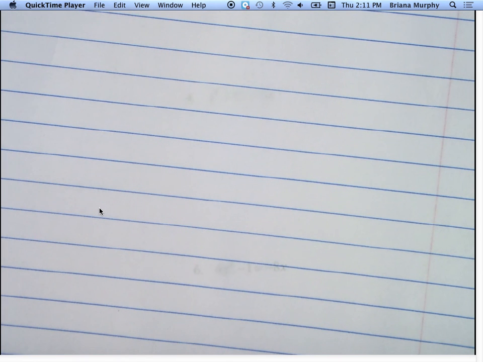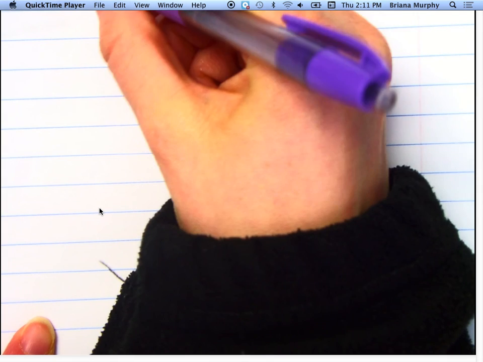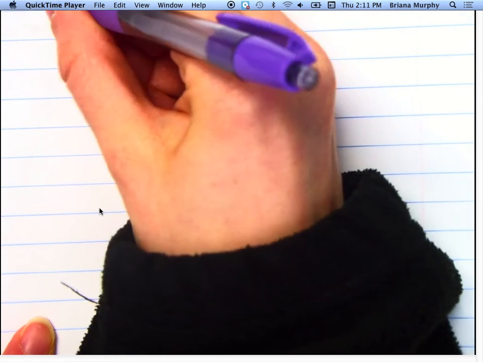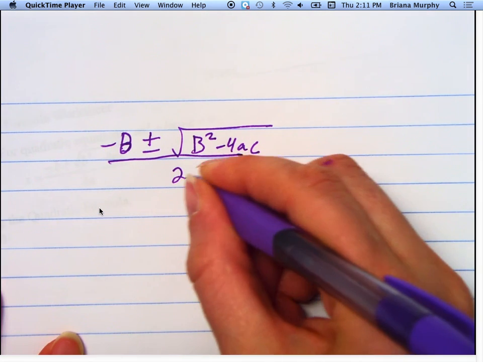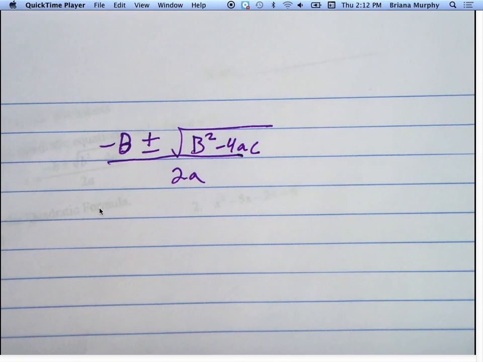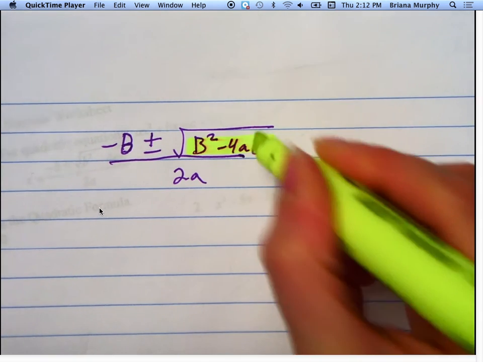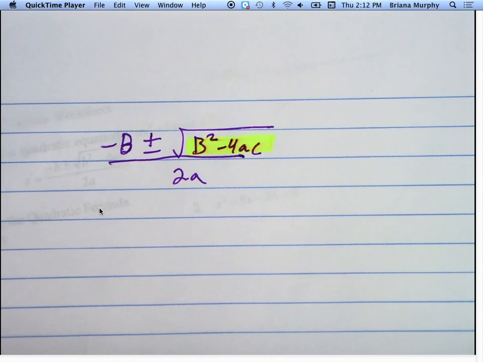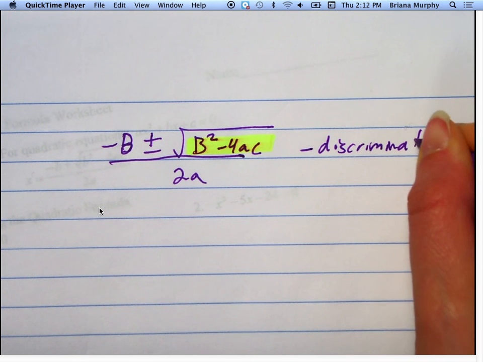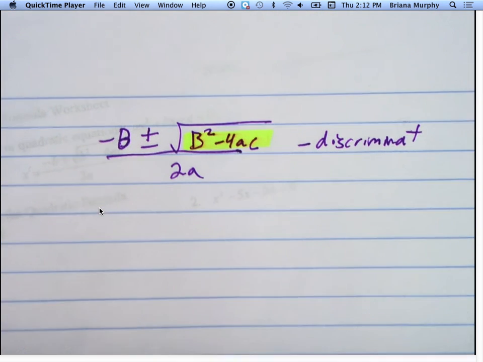About a couple of things. So, we know we have the equation negative B plus or minus the square root of B squared minus 4ac, all over 2a. Okay, right here, I'm going to highlight it. This is called the discriminant. Why are we discriminating? I'm going to tell you why the discriminant is useful.